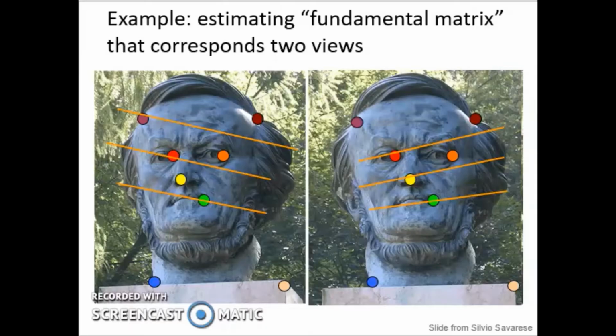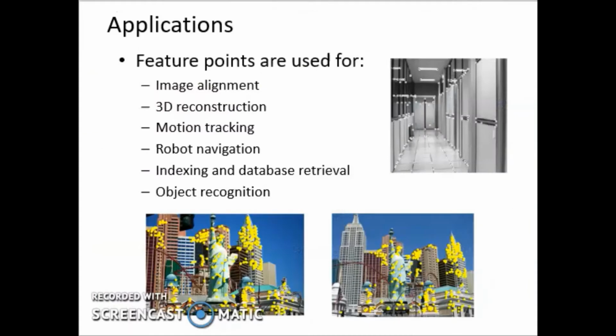So this is what we can do, and there are several applications at the end which can be done using these interest points. For example, we can do the image alignment, as we have seen in the previous slide. Then we can do the 3D reconstruction of the images. We can do the motion tracking. We can do the robot navigation. We can do indexing and database retrieval. We can do object recognition. So you can see there is a very wide range of applications related to computer vision that can actually be implemented if we know about the interest points and corners.